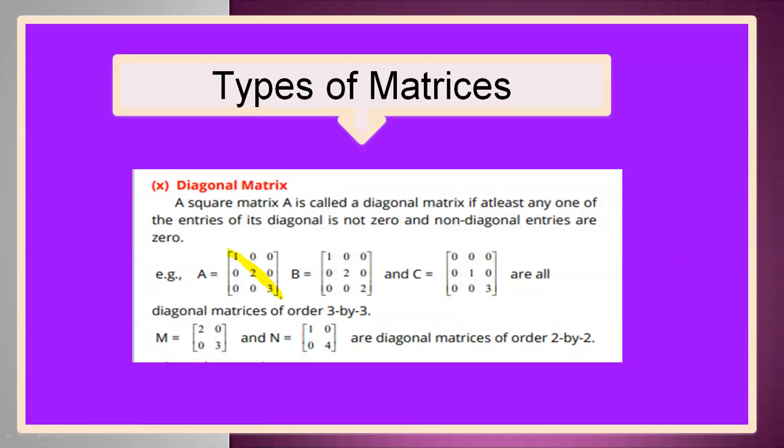Look, diagonally the entries are not zero, but in the leftover part, all entries are zero. Look at this: diagonally it can have zero, but everywhere else, off the diagonal, all are zero entries. So this is called a diagonal matrix. Okay. So we can say these are diagonal. Move on.